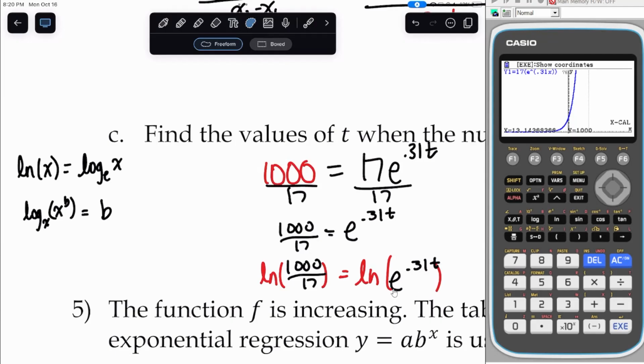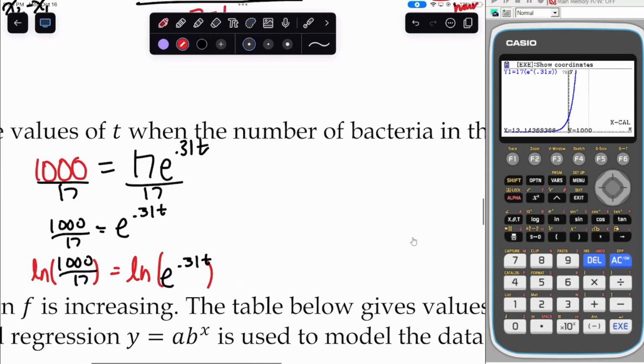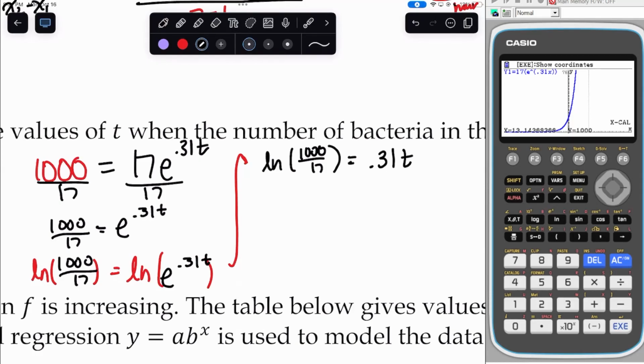On the right hand side though, the base of natural log is base e. The input's base is also e. So right now this property is being applied. So that means that the resulting thing of this right hand side is simply the exponent. So let's rewrite it. Let's go up here. I'll now say that the natural log of 1,000 over 17 is equal to just 0.31 times t. And now I'm just one step away from solving for t, right? Just divide both sides by 0.31 and then you're pretty much done algebraically, right?